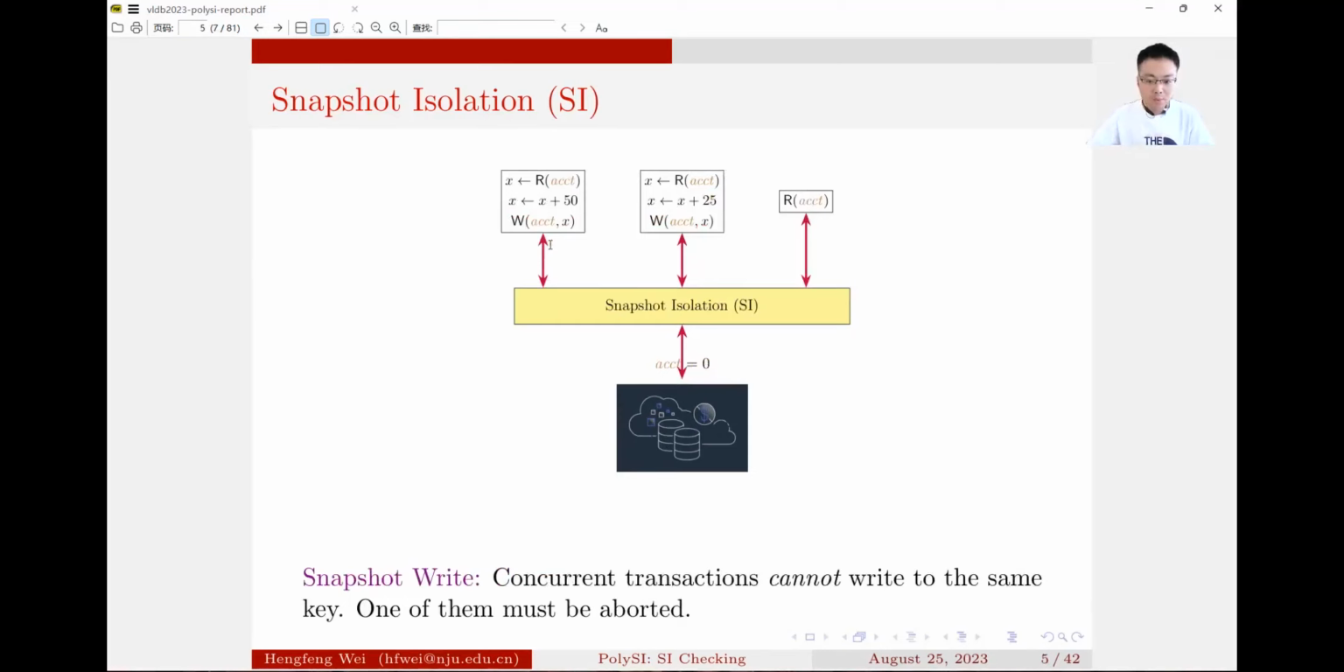On the other hand, concurrent transactions cannot write to the same key. In this example, we have two transactions concurrently reading from the shared account and adding some money to it. On snapshot isolation, one of these two concurrent transactions must be aborted. This prevents the lost update anomaly.